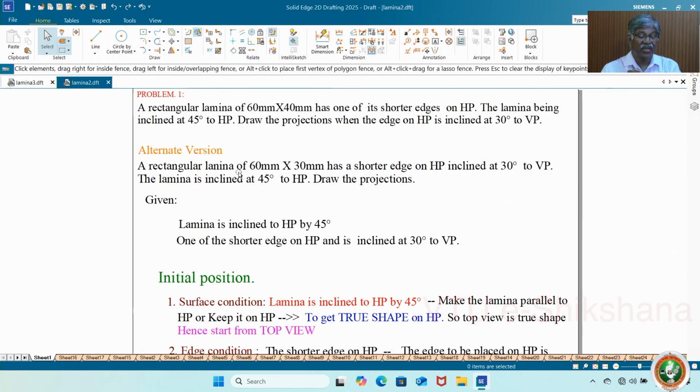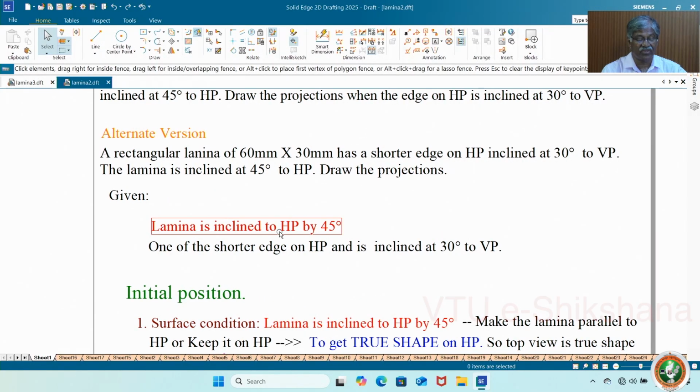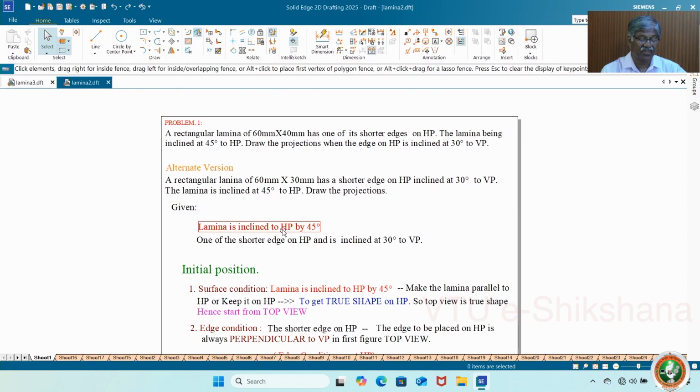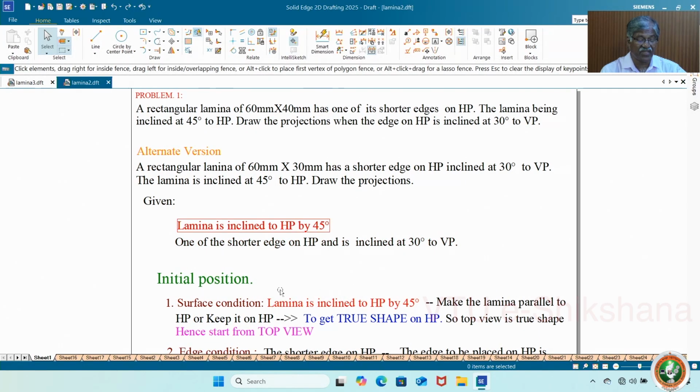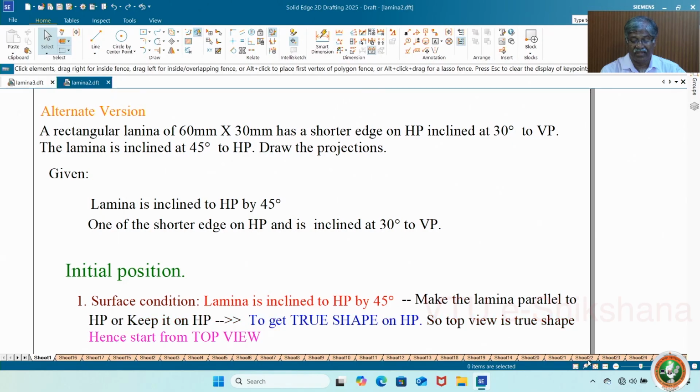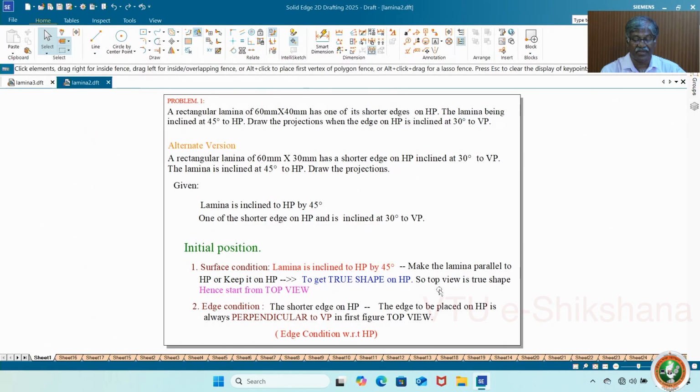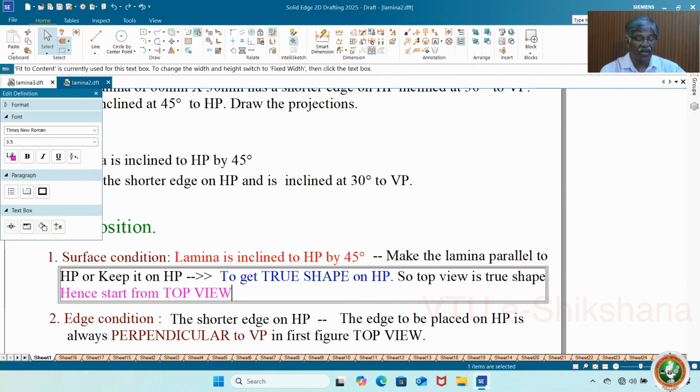Okay. Now, let me note down what exactly is given. Lamina inclined to HP by 45 degree, and one of the short edge on HP that is inclined at 30 degree to VP. Fine. Now, whenever you get this information, lamina is inclined to HP, you should decide that it is the edge condition with respect to HP, because the surface inclined to HP means you make it parallel to HP, or keep it on HP. In this case, you have to keep it on HP because one of the short edge is on HP. To get true shape on HP, so top view is true shape. Hence, start from top view.